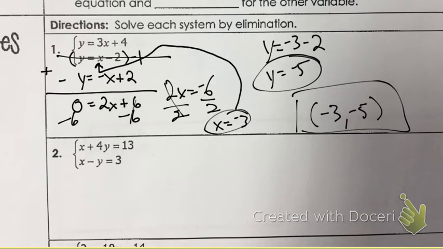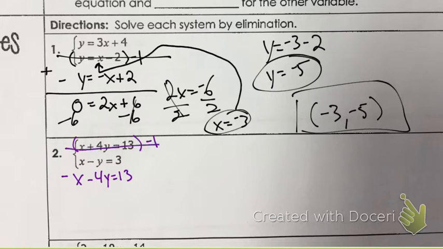What's your question? On this one, would the best thing to do be to multiply one of them by negative 1? Yeah, the top one. It doesn't matter which one, but you always want to multiply one by negative 1. Let's try the top one. It doesn't matter which one, because as long as one of those x terms becomes negative, they'll add to cancel. So it's negative x minus 4y equals negative 13.